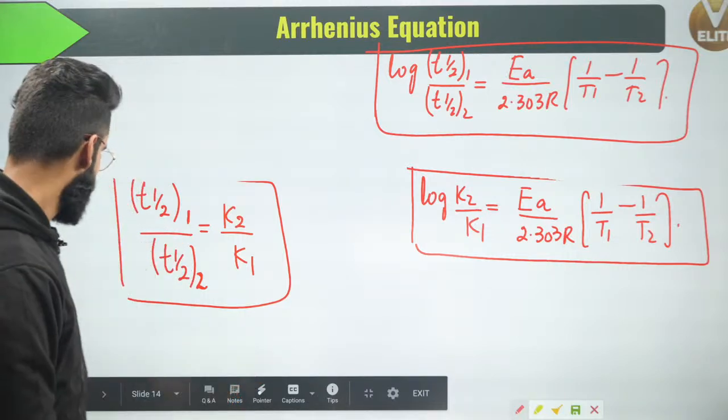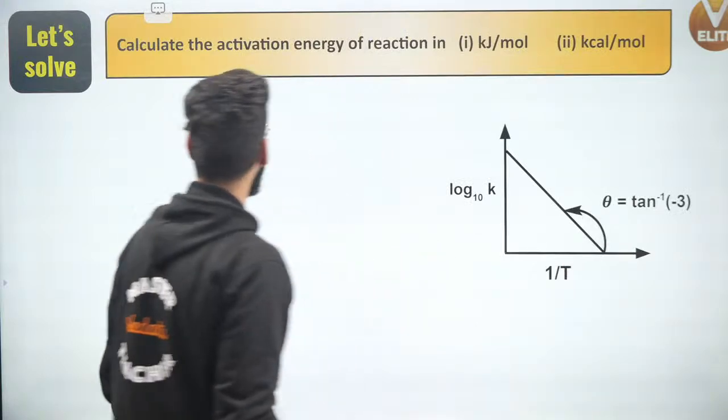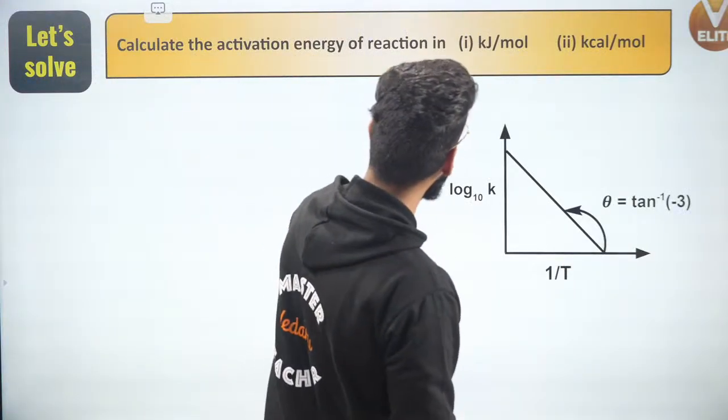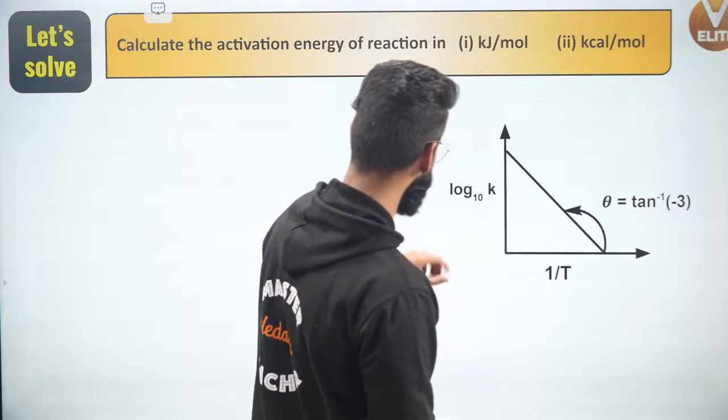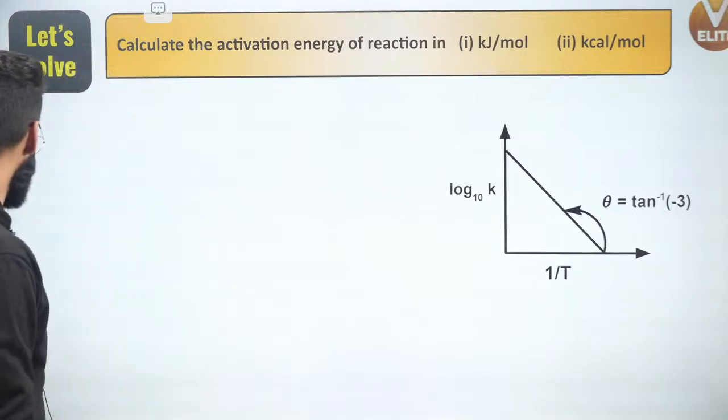Okay, fine, great. Let's move on to the first question. Let's see what it's all about. Okay. Calculate the activation energy of the reaction, number 1 in kilojoules per mole, number 2 in kilocalories per mole. And we are given something like this.